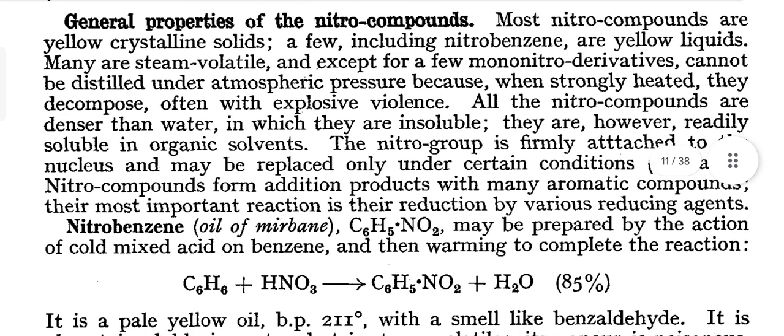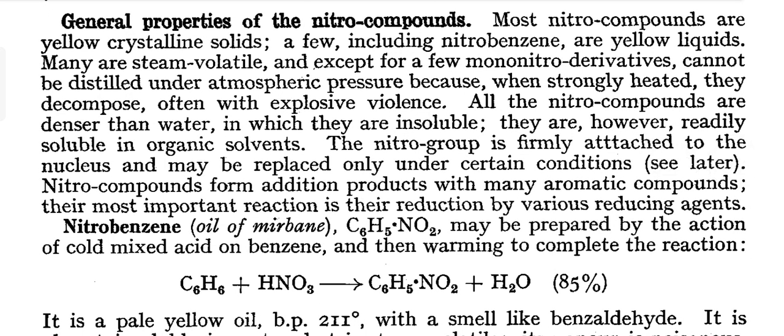General properties of nitro compounds. Most of the nitro compounds are yellow crystalline solids and a few, including nitrobenzene, are yellow liquids. Many are steam volatile and, except for a few mononitro derivatives, cannot be distilled under atmospheric pressure because when strongly heated they decompose, often with explosive violence. All the nitro compounds are denser than water, in which they are insoluble. They are, however, readily soluble in organic solvents.